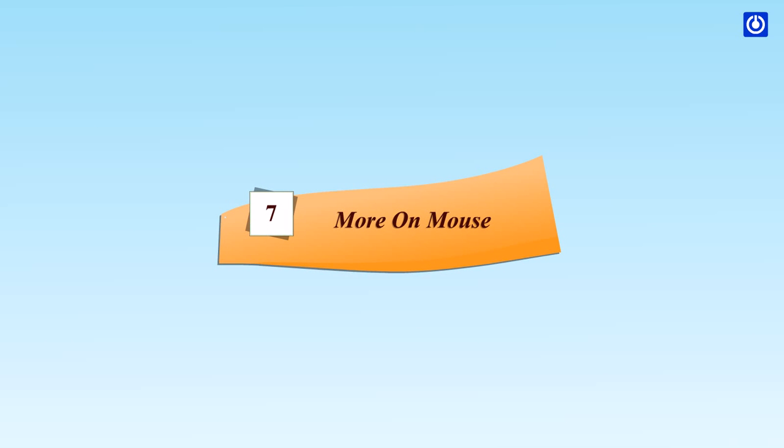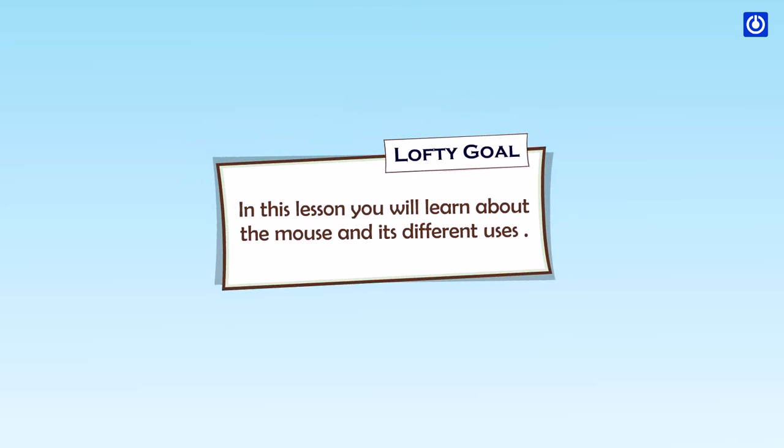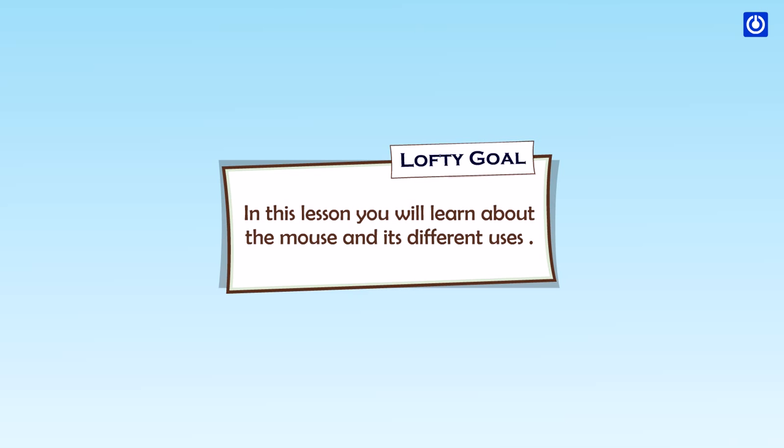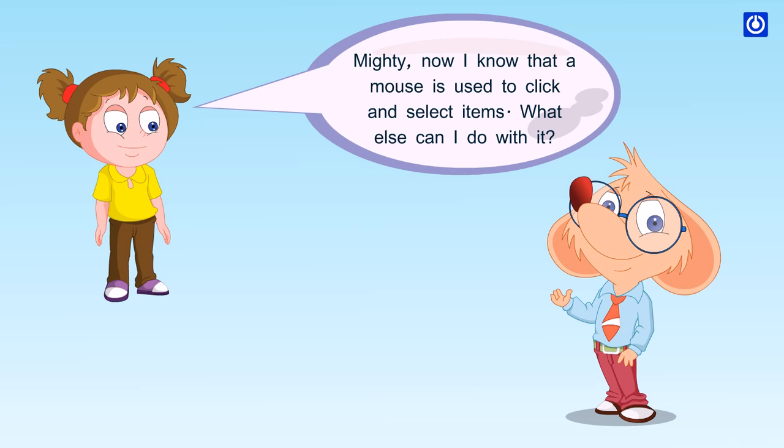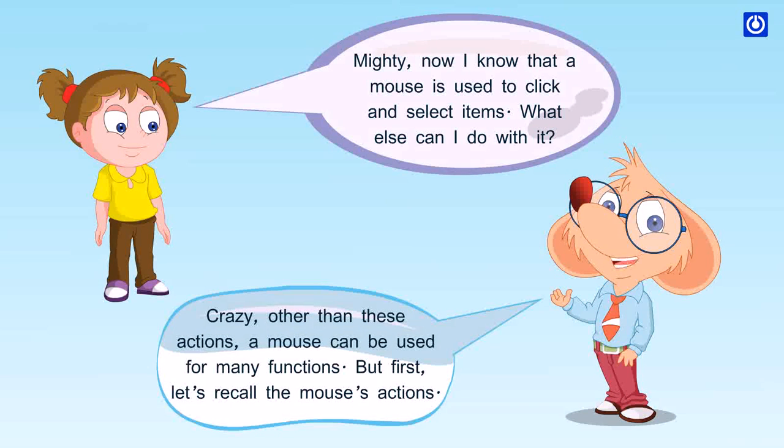More on Mouse. Lofty goal. In this lesson, you will learn about the mouse and its different uses. Mighty: now I know that a mouse is used to click and select items. What else can I do with it? Crazy: other than these actions, a mouse can be used for many functions.